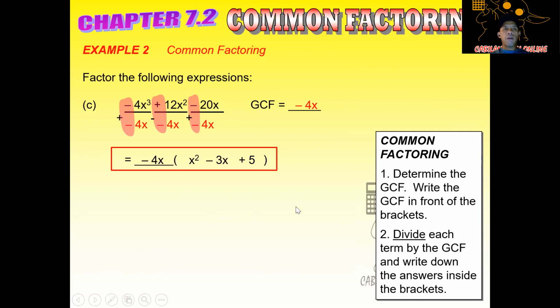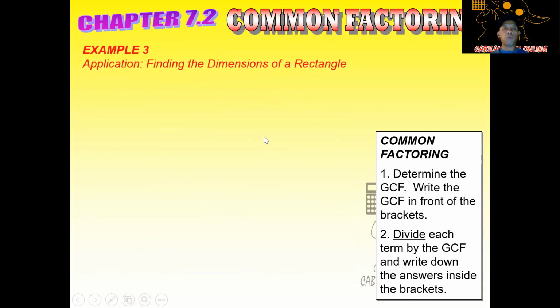I hope, again, that you see how common factoring works. Like I said, it's basically the backwards process of the distributive property. And again, if you're having trouble, just figure out what numbers go into the terms. Make sure you have a multiplication table sheet handy. All right, let's take a look at a word problem over here.